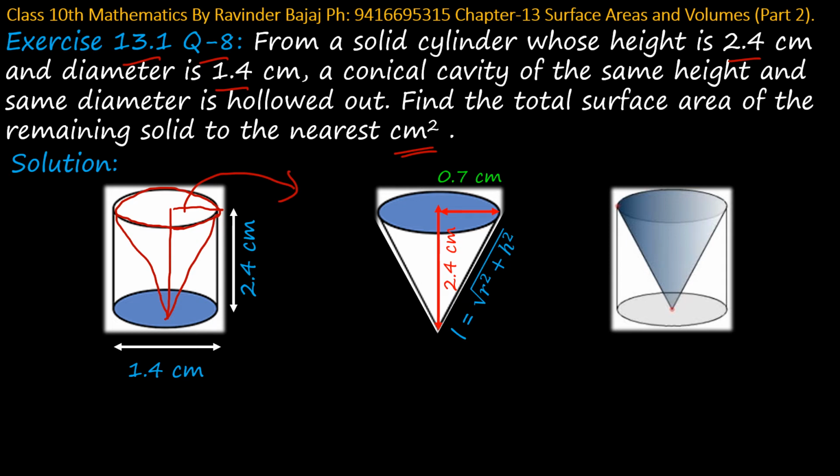This is the resultant figure. Okay, now try to understand what it is. This one is the diameter of this space, and the diameter of this will remain the same. So the radius of this conical shape is 0.7, and this one is the height of the cylinder. So the height of the conical shape will also remain the same, 2.4 centimeter.